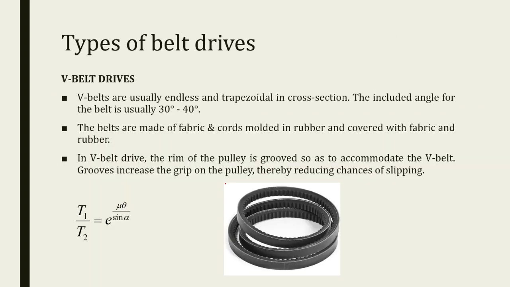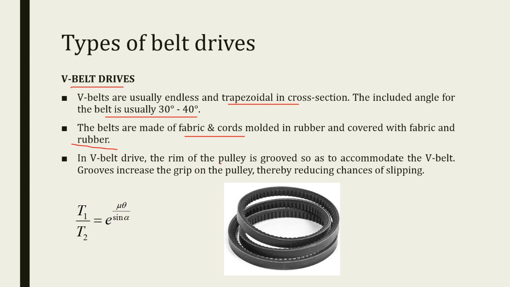Now we'll understand what is V-belt drive. We will be discussing only flat belt drives, that is the derivation is a part of that. So this is only for your knowledge. How exactly are V-belts different from flat belts? To understand this, I am just giving you a small gist of the V-belt drives. V-belt drives are usually endless and trapezoidal in cross section. The included angle for the belt is usually 30 degree to 40 degree. The belts are made of fabric and cords molded in rubber and covered with fabric and rubber.